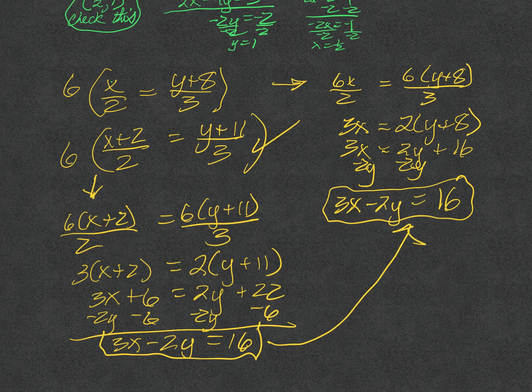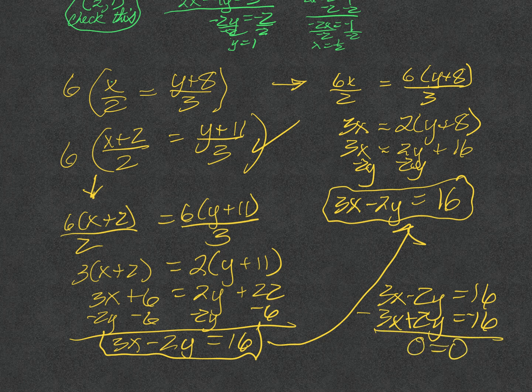And so it turns out in this case that they're both the same. So when you do the addition method, you can multiply the second one by -1, which changes the signs. And when you add them together, you get 0 equals 0, which means you have infinite solutions.